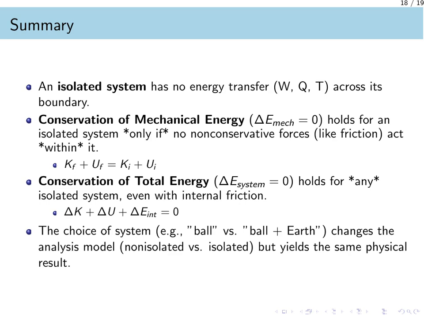In this case, the final kinetic plus potential energy equals the initial kinetic plus potential energy. If there are internal non-conservative forces, mechanical energy is not conserved, but the total energy of the system is. The mechanical energy lost is transformed into internal energy. Finally, as we saw in the freefall example, our choice of system, whether it is the ball or the ball plus Earth, changes our analysis model, but it will always lead to the same correct physical result.